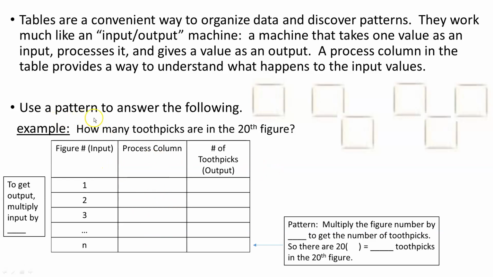So, use a pattern to answer the following. How many toothpicks are in the 20th figure? That's what we're going to answer. But we need to do some work to figure out what the process is. So we have figure 1, figure 2, and figure 3. How many toothpicks are in figure 1? These little lines are toothpicks, by the way. We have 1, 2, 3, 4. How many toothpicks are in figure 2?